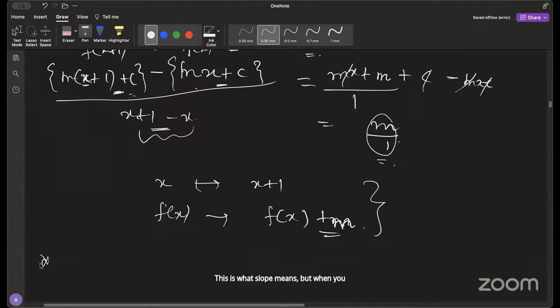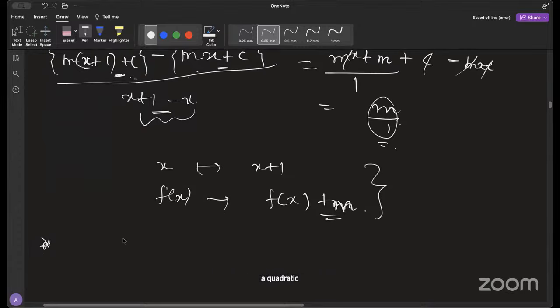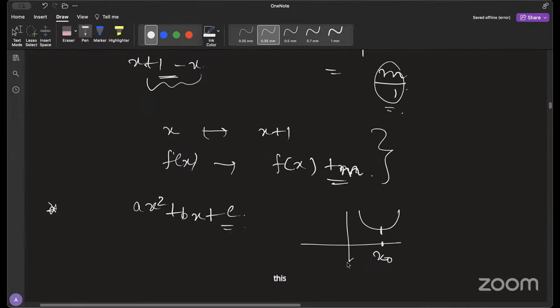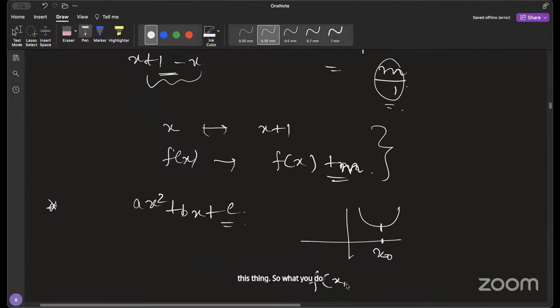But when you discuss a quadratic equation, a quadratic function, you have this thing, ax square plus bx plus c. So let's just say, instead of taking x and x plus 1, we take x naught. At x naught, you want to find the change. So you do f of x naught plus h. You take a point here. This is x naught, this should be x naught plus h, where h is something arbitrary. And here you should take x naught minus h.